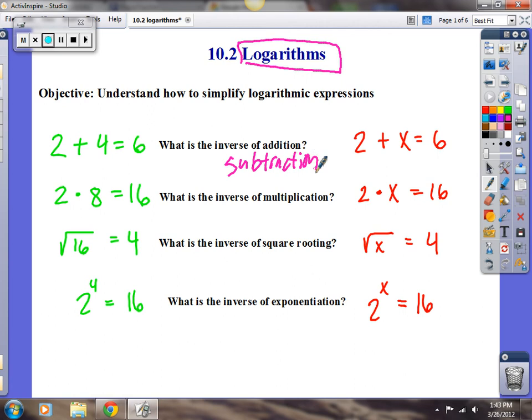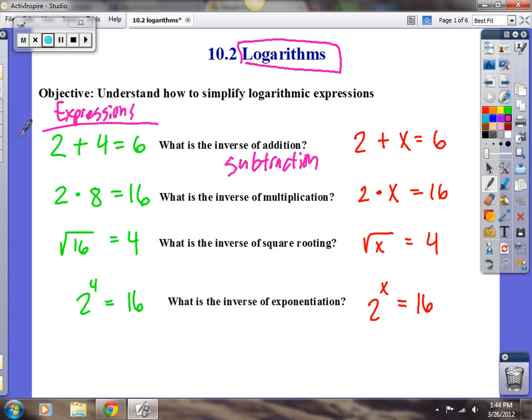And here is where the inverse is handy. These guys in the left-hand column are called expressions. So look at this expression, 2 plus 4. Expressions are easy. All you do is simplify them. You're trying to find an answer. 2 plus 4 is 6. If you simplify it, you end up with 6.